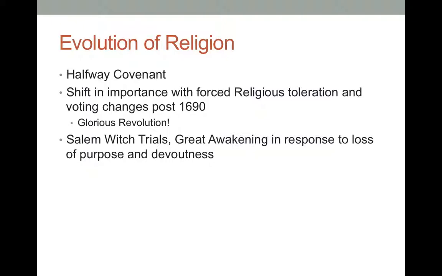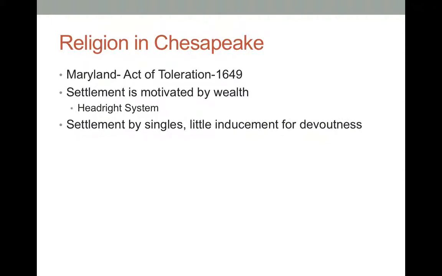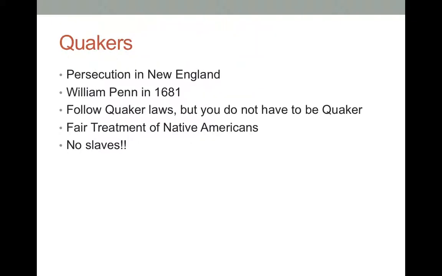We do see a little bit of evolution in religion. The halfway covenant makes things less strict, so it's easier to join. We also see the various great awakenings and other things like this that basically are there to shake up the landscape of the religious period. Maryland passes the Act of Toleration in 1649, which basically says anyone who's here can stay. This is pretty important because this is a unique idea in history at this point.